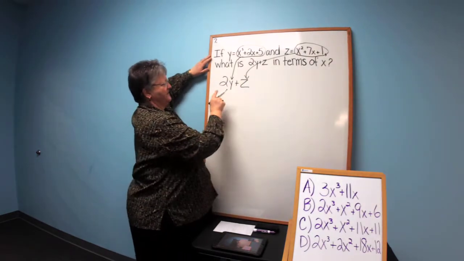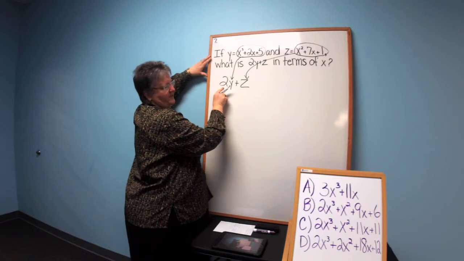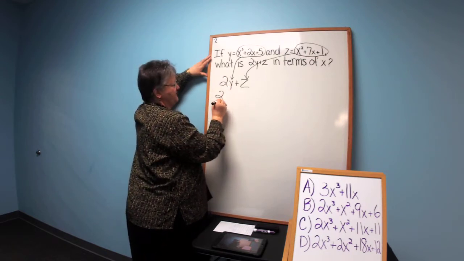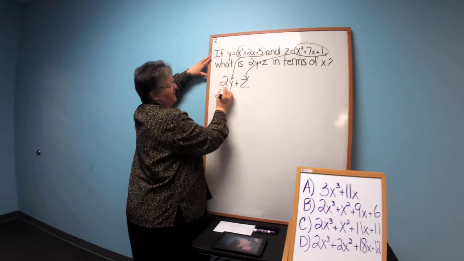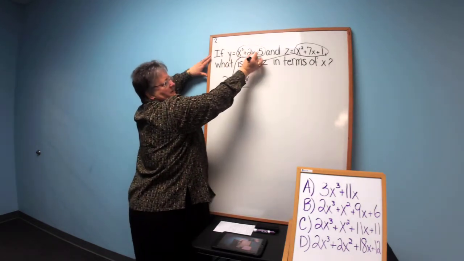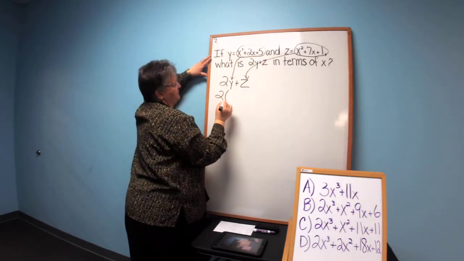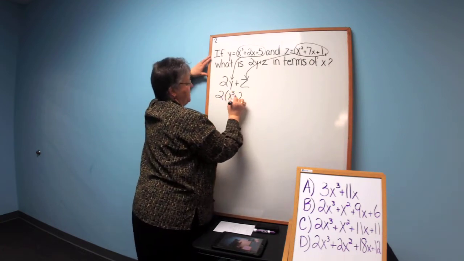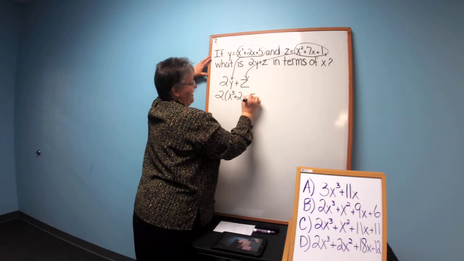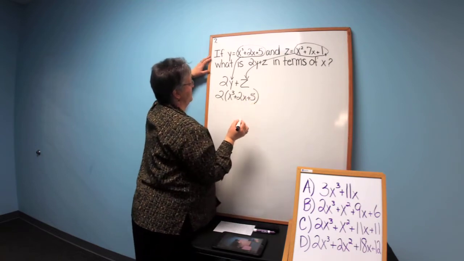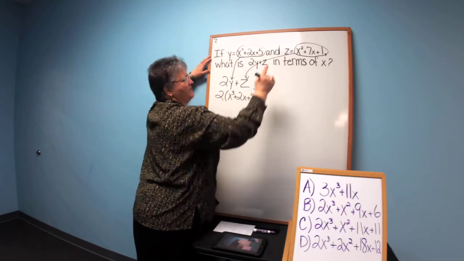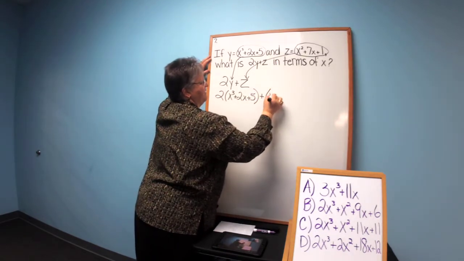Now be careful, this has a numerical coefficient, a number, in front of y. So we're going to have to put a parenthesis there because we need to multiply 2 by everything y is. So we're going to put parentheses, x cubed plus 2x plus 5. And then we have a plus sign. And to be safe, I'm going to put this in parentheses as well.